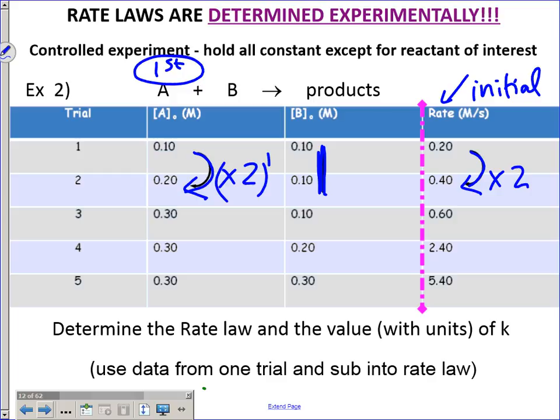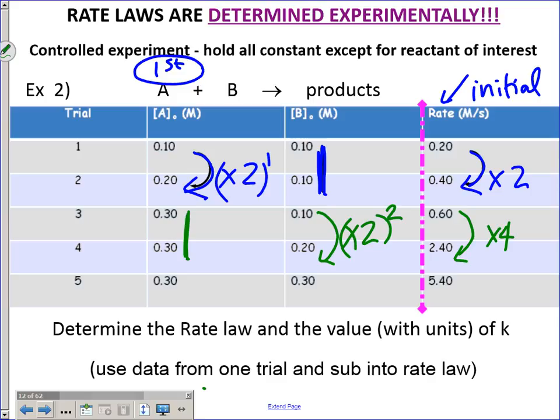Trials what and what? 3 and 4, okay. So trials 3 and 4 stay constant right here for A. So we already know A is first order. Let's just ignore that for a moment though. What's happening to B over these trials? It's doubling, okay. What's happening to the rate? It's quadrupling, so B has to be second order to allow this mathematics to work out.